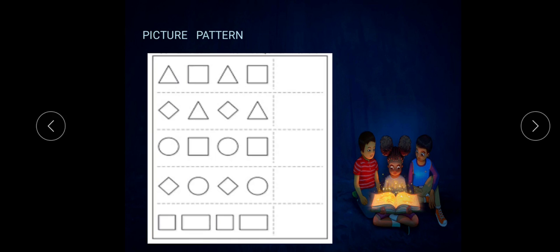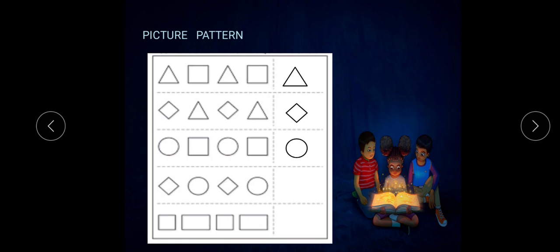Let us see one more example, children, so that you can understand it more nicely. 1 triangle, 1 square, 1 triangle, 1 square, and here 1 triangle will come. Then you can see here 1 diamond shape is given, then 1 triangle, then again a diamond shape, then again a triangle. So here a diamond shape will come. Then circle, square, circle, square, and then a circle will complete the pattern.